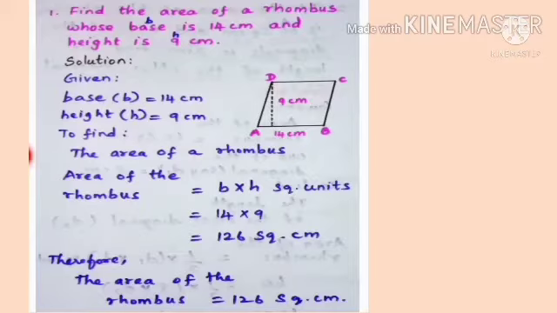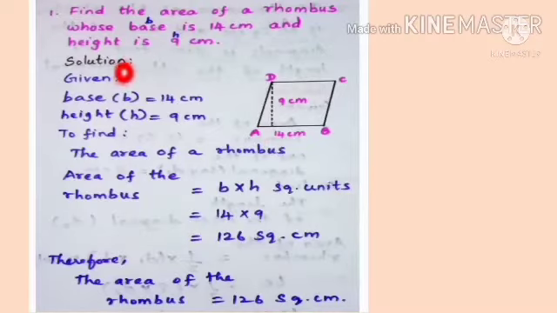So here in this problem, the base and height are given. Which formula do we have to use? We have to use area of the rhombus is equal to base into height square units, b into h square units. So it is clear which formula we have to use. When the base and height are given, we must use the formula b into h square units for finding the area of the rhombus.